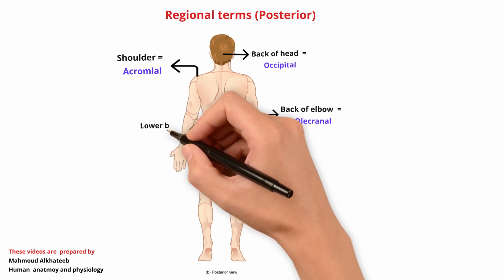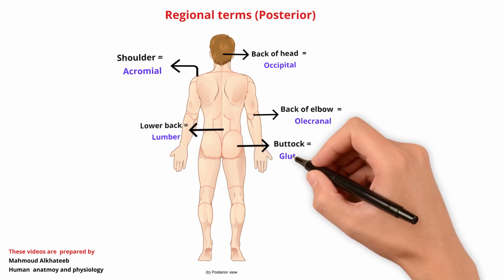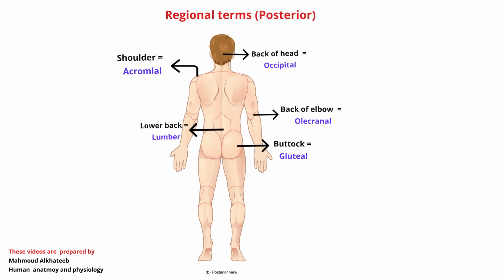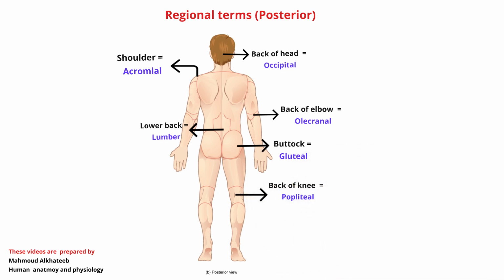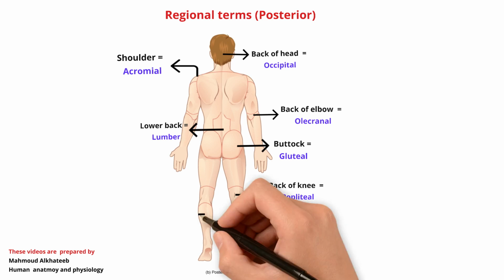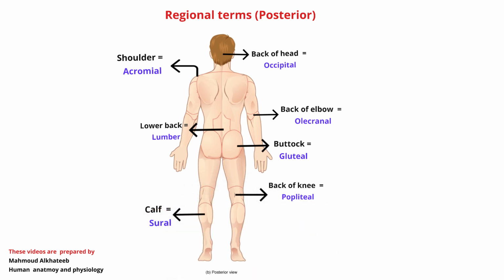The lumbar region is the lower back. This area is located between the ribs and pelvis, and plays a key role in supporting the body. The gluteal region is the buttocks, where the gluteus muscles are located. The popliteal region refers to the back of the knee, containing important arteries and muscles. The sural region refers to the calf of the leg, containing muscles like the gastrocnemius. Lastly, the calcaneal region refers to the heel, formed by the calcaneus bone.